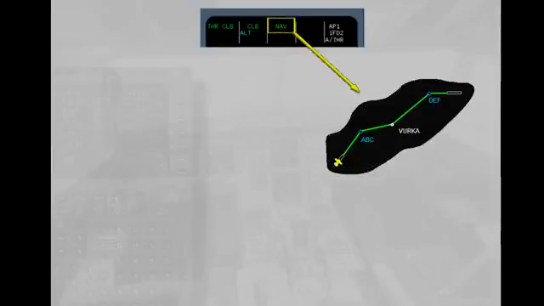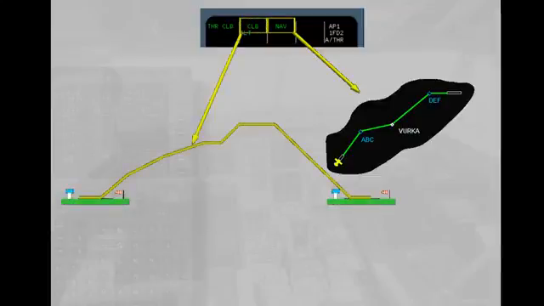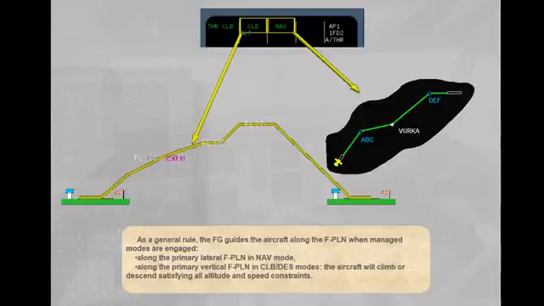As a general rule, the FG guides the aircraft along the flight plan when managed modes are engaged, along the primary lateral flight plan in navigation mode, along the primary vertical flight plan in climb-descent modes. The aircraft will climb or descend, satisfying all altitude and speed constraints.